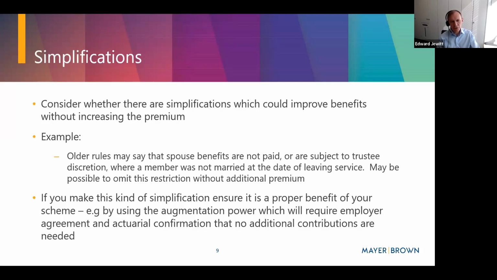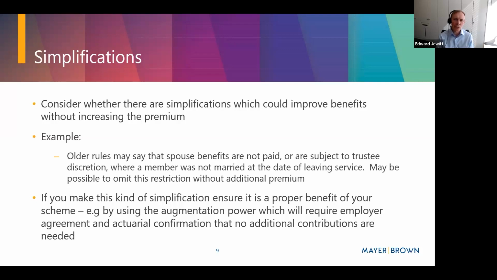When you're working on a specification, you may get opportunities to simplify benefits in a way which improves things for the members, but doesn't cost any more, doesn't make the buy-in more expensive. For example, some older sets of rules say that a spouse's pension is only paid where the member and the spouse were married before the member left pensionable service. It may be possible to have that kind of restriction removed without any additional cost.